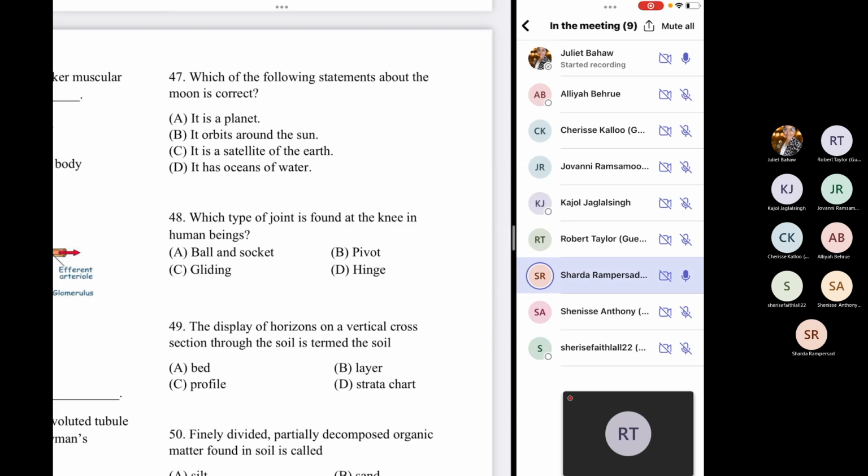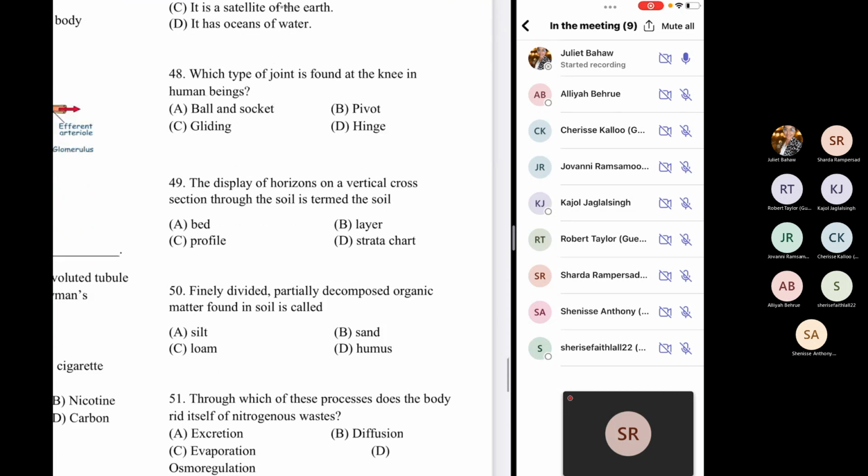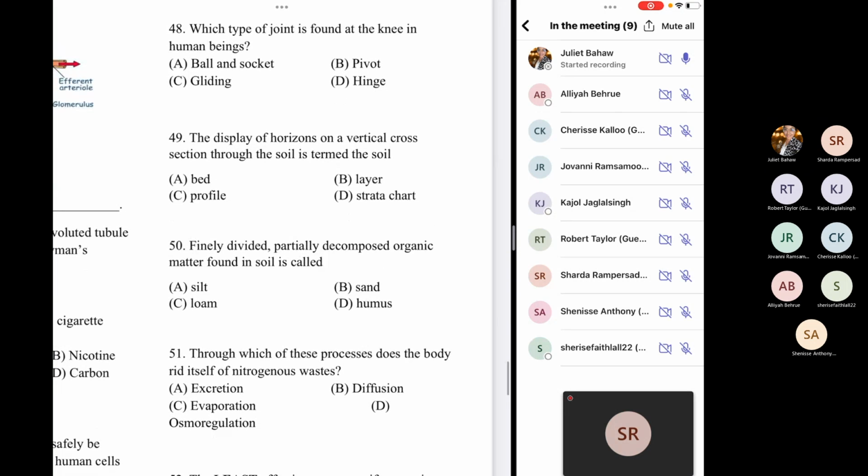Which of the following statements about the moon is correct? C. It is a satellite of the Earth. Yes, it orbits the Earth, right? Planets orbit the sun. And remember, satellites orbit planets. There are satellites like the International Space Station. All right, this one is C. Remember, there was a lunar eclipse just the other day. I think it was last week Sunday.